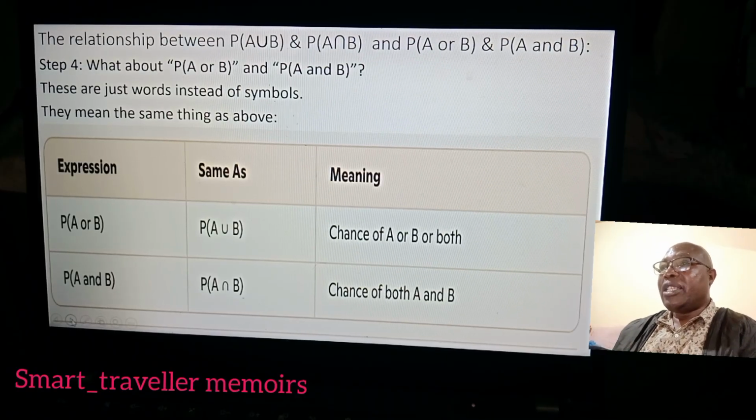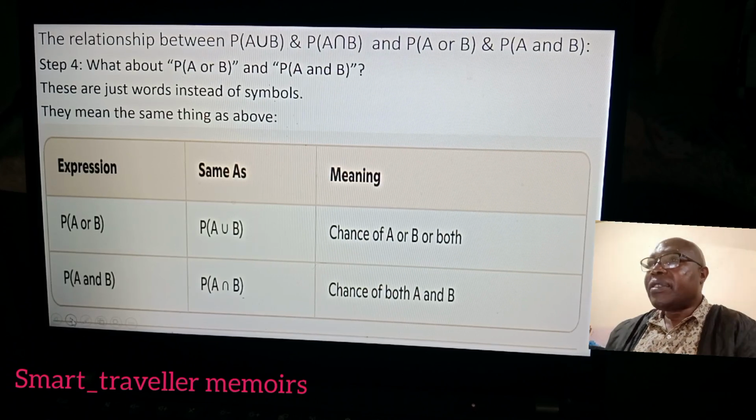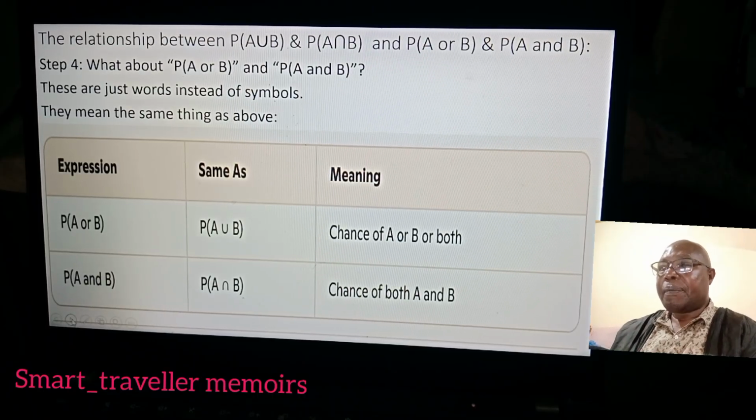And you know, normally students get confused because different authors use different styles in their books. So I'm here now to make things easier for any student.